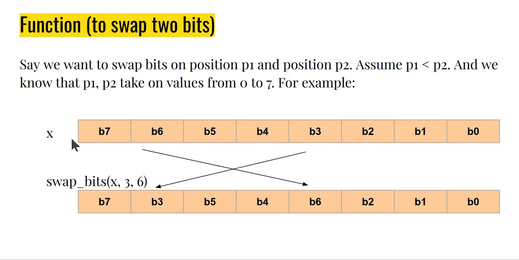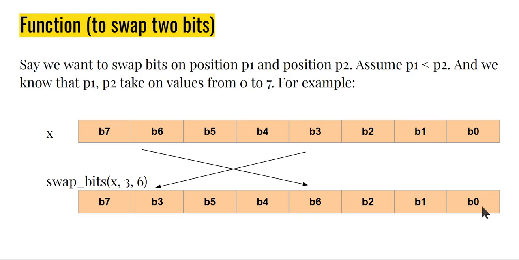bit number 3. So the input is, let's say B7, B6, and so on and so forth up to B0. The output for this function would be B7, B3, B5, B4, B6, B2, B1, B0. Now, of course, 3 and 6 are just examples. It could be any two bits. Now, this is a great practice in bitwise operators because we have to do this very carefully in a step-by-step manner and understand how bitwise operators can be used to effect something of this sort.